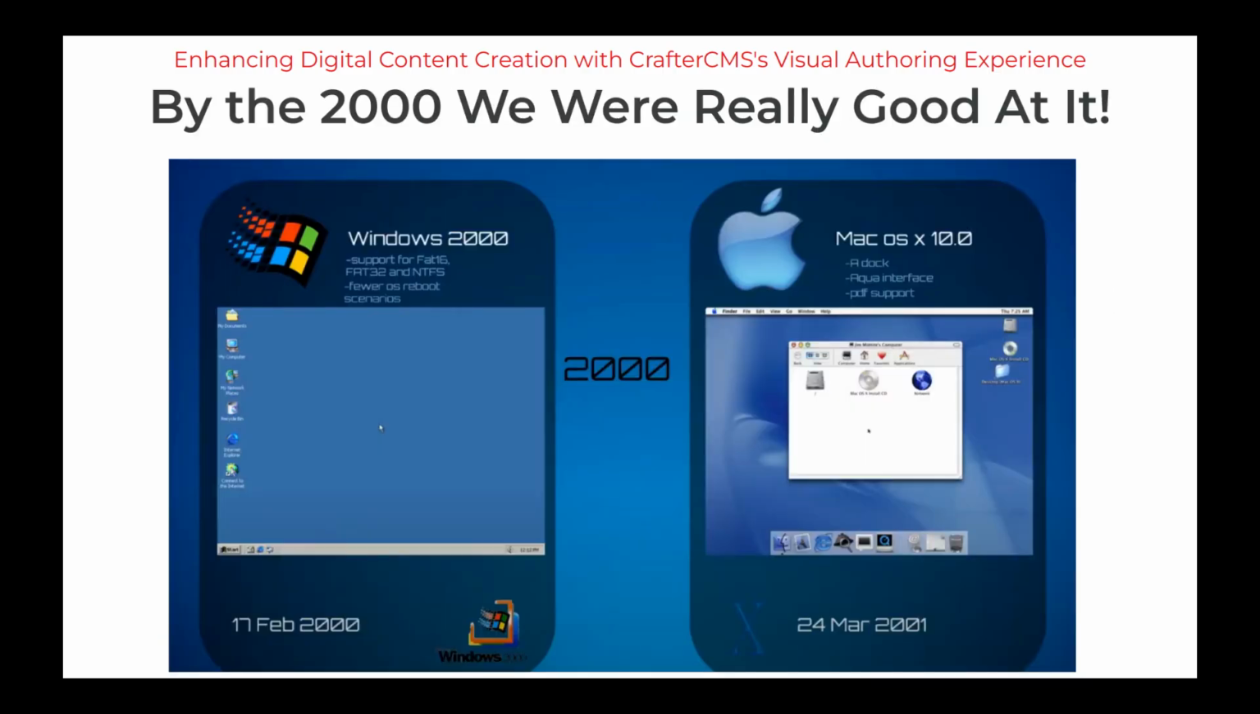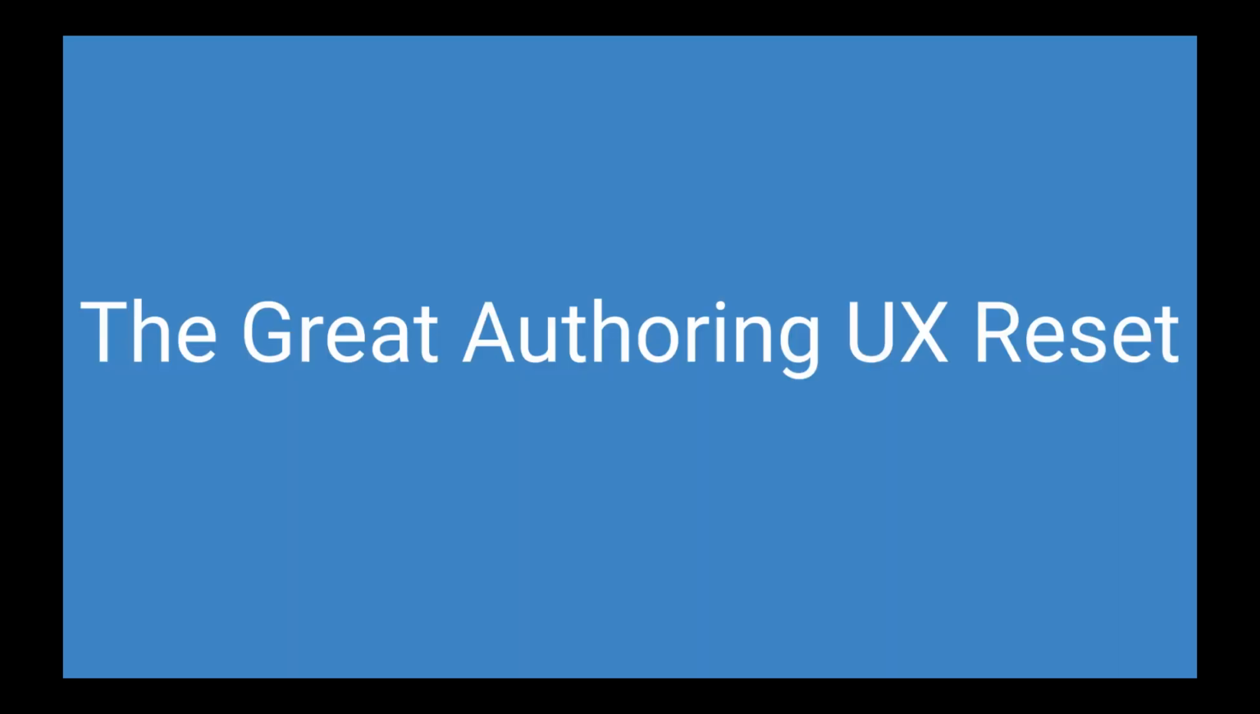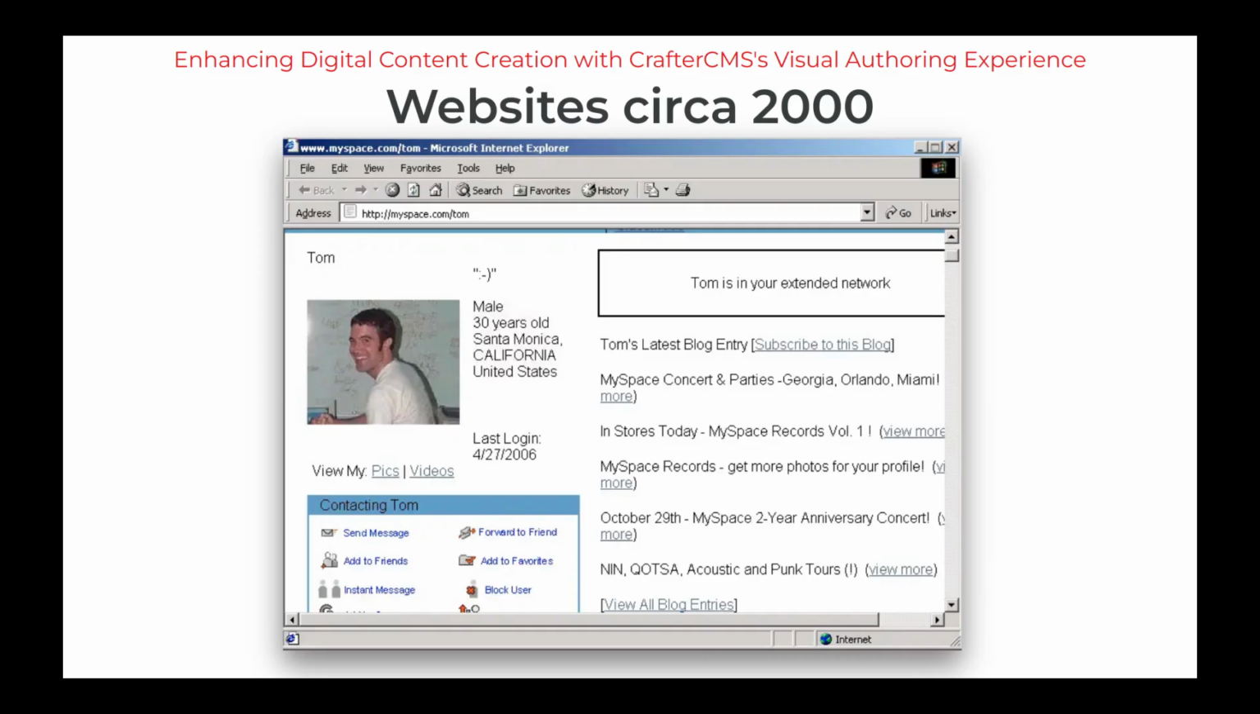By the year 2000, we'd gotten really good at graphical user interfaces in general, including sophisticated desktop tools for editing and publishing on traditional media. However, it was right around this time that the great usability reset was happening for computers. If you can believe it, this is a popular website, MySpace, in the early 2000s. The user experience is primitive and austere in really unbecoming ways.